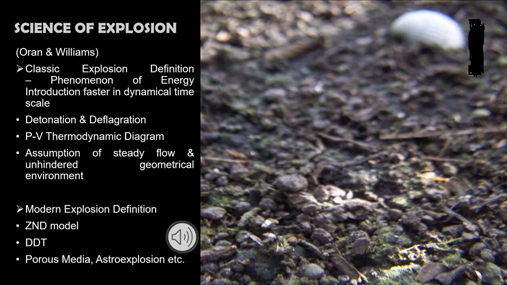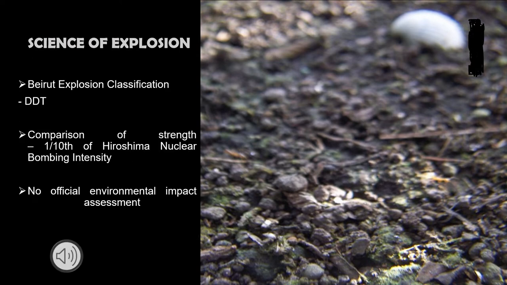Famous explanations in the modern view include those by Zeldovich, von Neumann and Doring, using their ZND model to explain the explosion that happened. Another commonly used explanation model is DDT, that is deflagration to detonation transition explosion. The incident at Beirut port is classified as a DDT explosion, in which low explosives such as ammonium nitrate were involved. A vast amount of ammonium nitrate was ignited in a confined space, releasing a high intensity shockwave across the city.